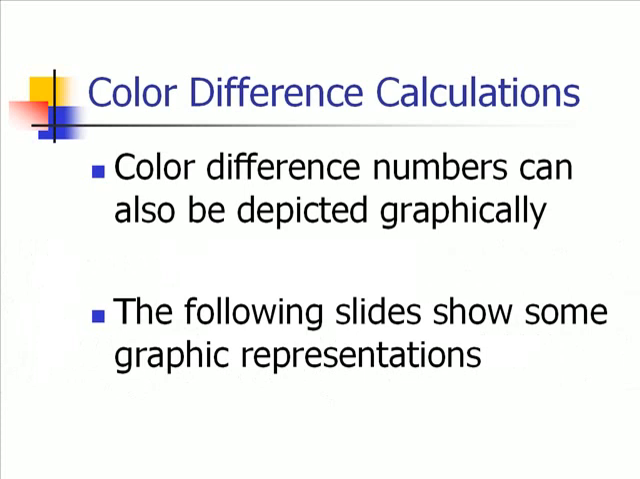So we can have numbers to describe the difference, or we can use graphs. The 2 dots there represent 2 colors, and the total color difference is delta E. You can draw a line from one to the other and measure that line. That would tell you what the total color difference is between those 2 colors. It doesn't break it into the individual components.